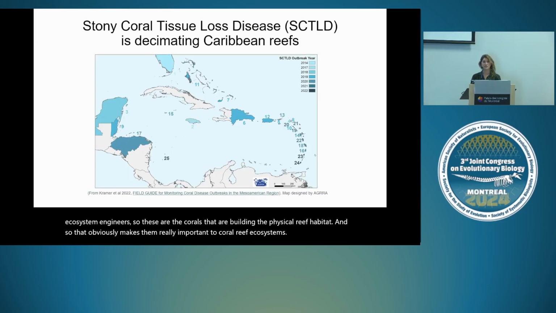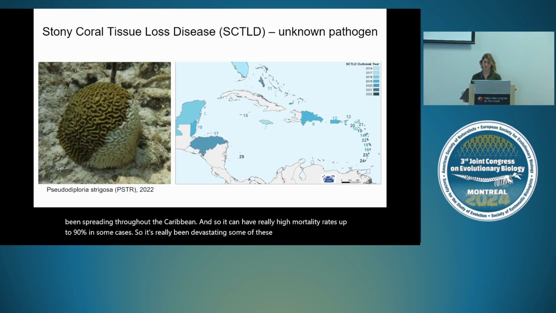Stony coral tissue loss disease, or SCTLD as we call it, emerged in 2014 in Florida and has since been spreading throughout the Caribbean. And so it can have really high mortality rates, up to 90% in some cases. So it's really been devastating some of these reefs. So this is a picture of what the disease looks like. It's characterized by this white lesion that spreads across the colony and leaves behind dead skeletons. So that white part is the dead skeleton that's left, and the brown is the living tissue.